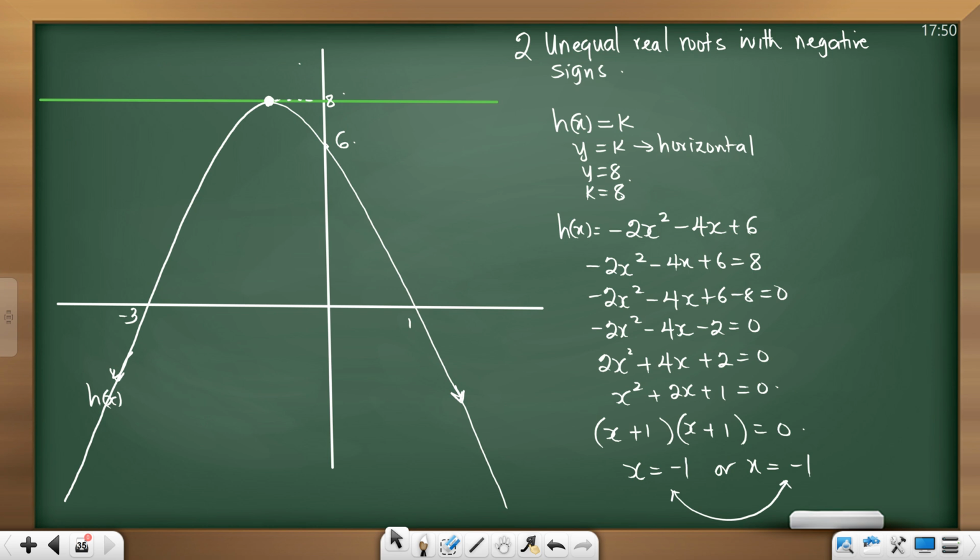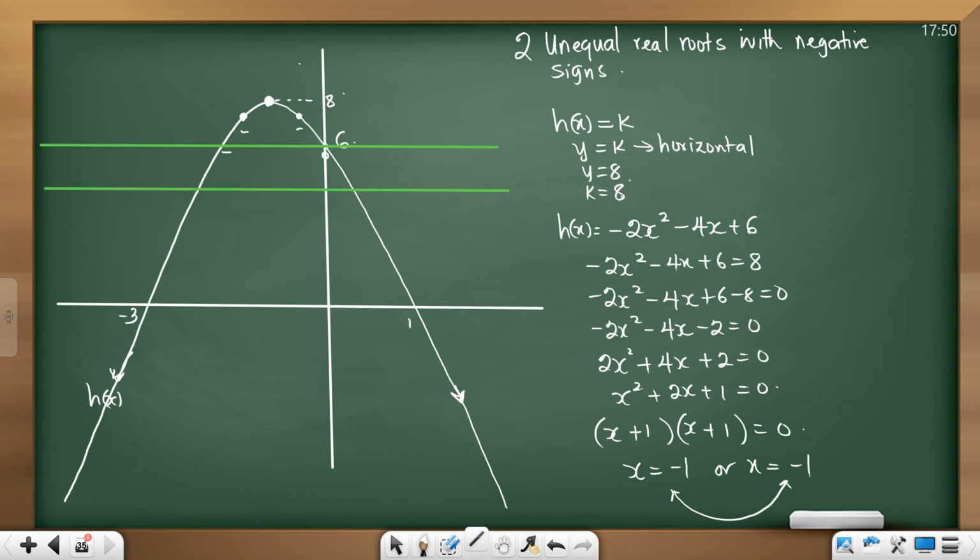Unreal, real and equal. Wait, can we come down? What do you notice? It is now touching twice. Two unequal roots. But what are the signs there? They are both negative. If I come down here, one of them would be negative and the other one will be 0. If I come down, I'll still have 2, but one will be negative and one zero. You need to look at the exam question very well.